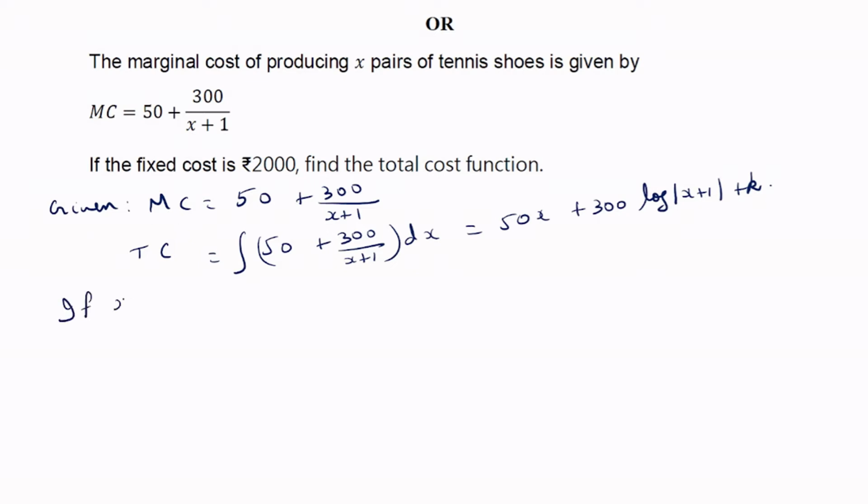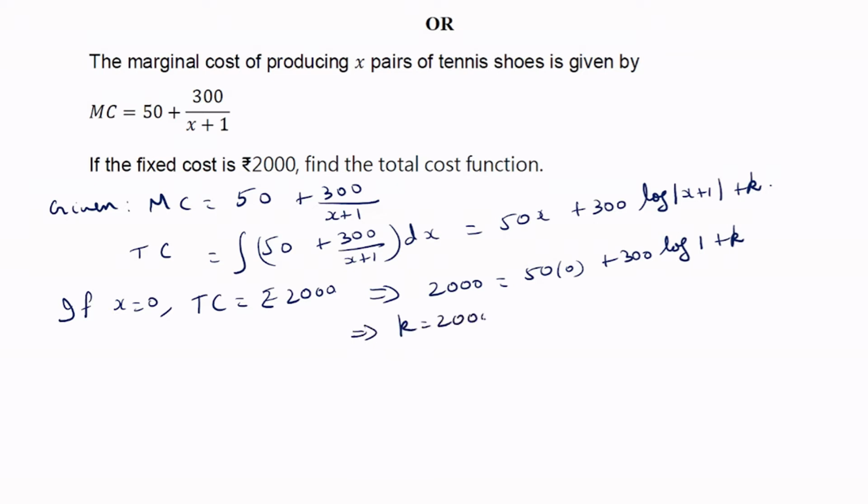Now if x is equal to 0, we have the total cost is rupees 2000, because here it is given the fixed cost is rupees 2000. So when the level of output is 0, the total cost will be 2000. So this implies 2000 is equal to 50 into 0 plus 300 into log 0 plus 1 is 1 plus k. So which means we have k is equal to 2000.